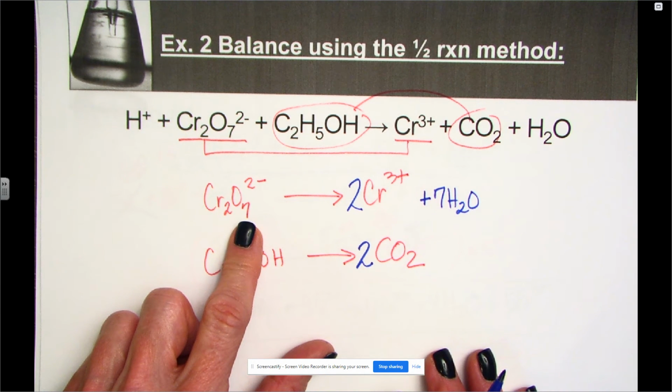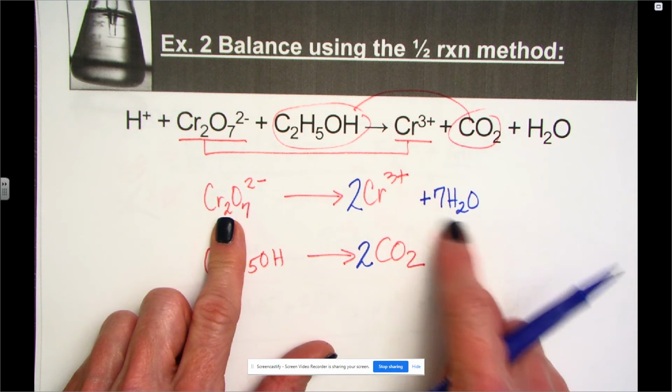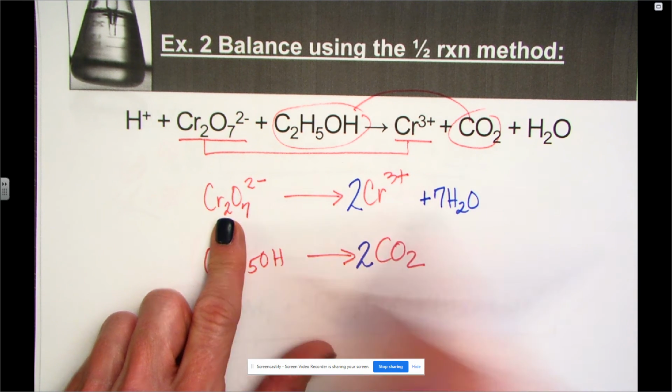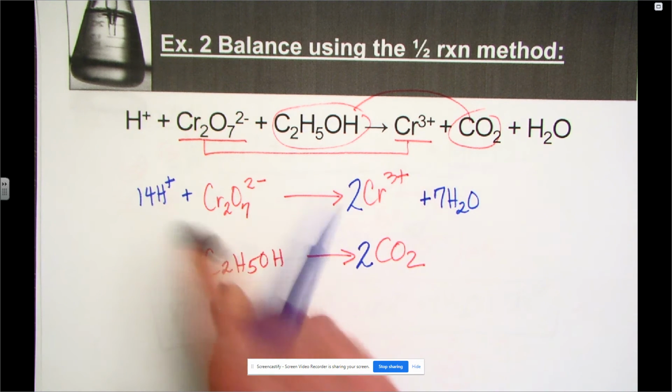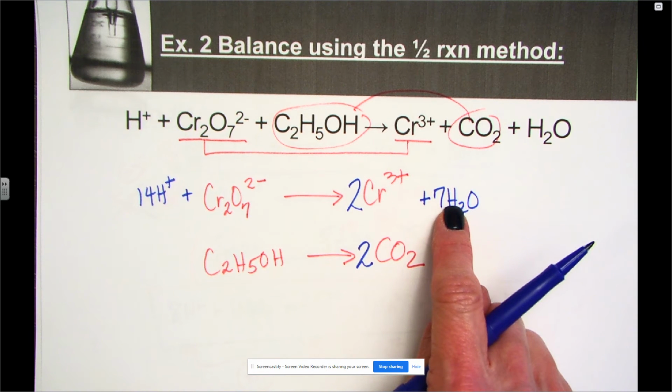Now let's balance our hydrogens. There's no hydrogens on this side, but there's 14 hydrogens on this side. So bounce back over here, and we're going to put 14 hydrogen ions here. That's going to give me 14 hydrogens and 14 hydrogens.